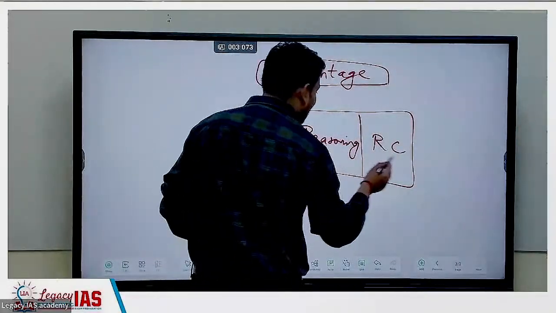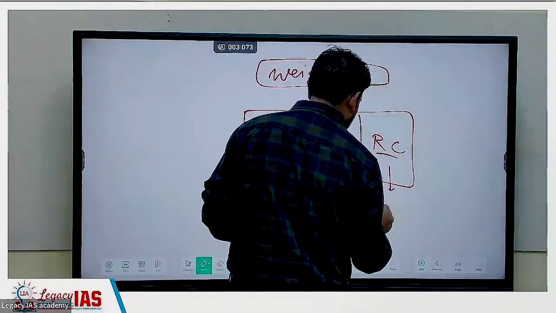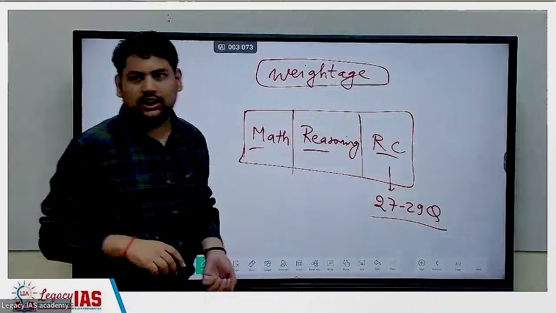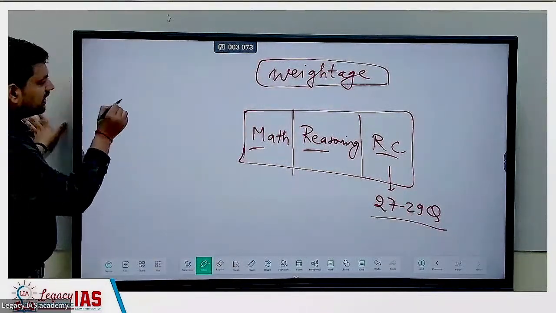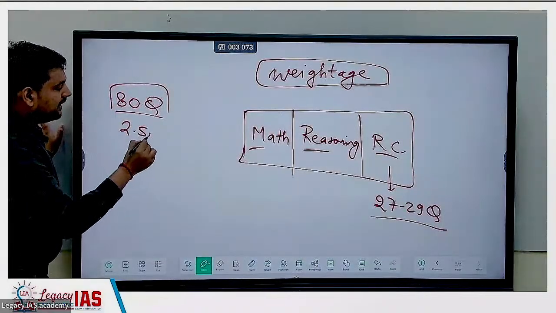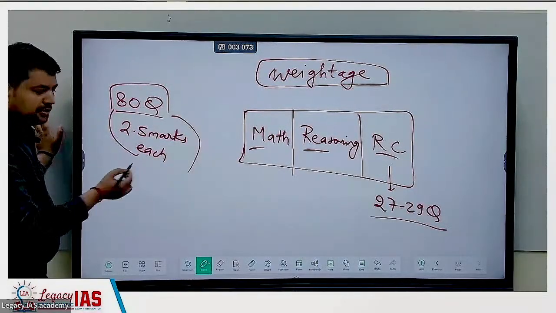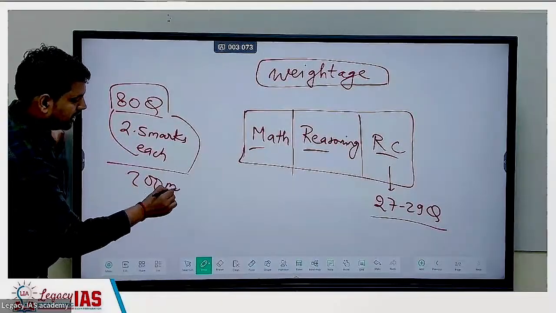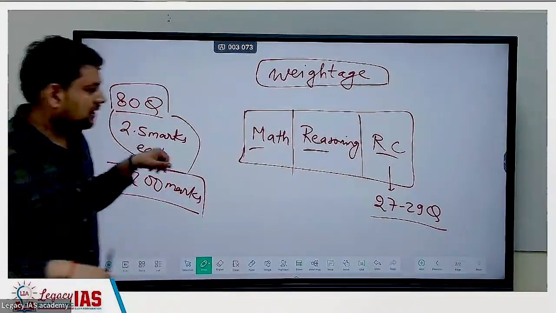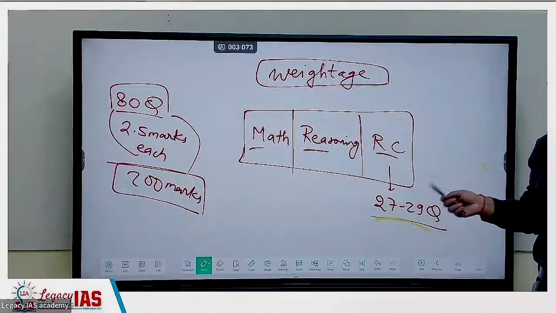Okay. Math, reasoning, and reading comprehension. See, from reading comprehension, you will have 27 to 29 questions. You know this much that CSAT has 80 questions of 2.5 marks each, and this would amount to 80 into 2.5, that is 200. Now, out of these 80 questions, 27 to 29 would come from reading comprehension.